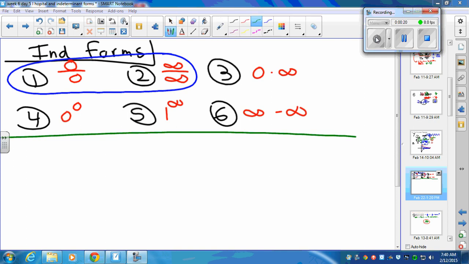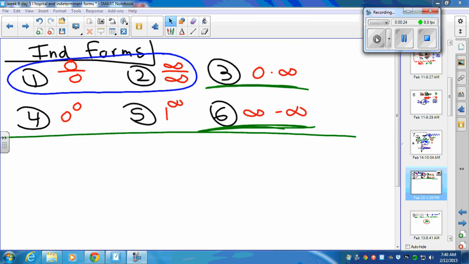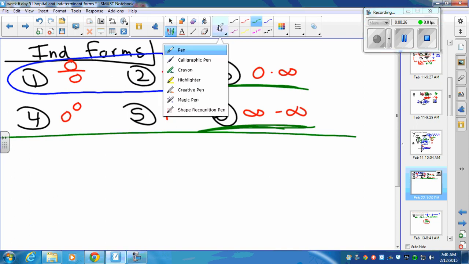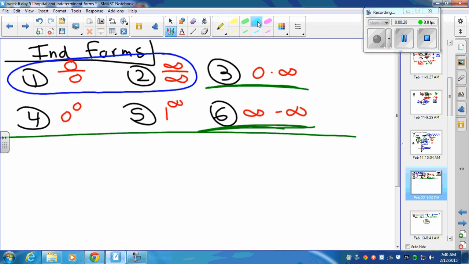Up front, 3 is going to be fine. 6 is going to be fine. The two that are going to give you not necessarily hiccups, just it might feel weird for a little bit, are these. Because remember, Hopital only works if you have a fraction. Well, on 3 and 6, you can make fractions pretty easily. On 4 and 5, the only way you can make fractions is if you log it to pull down that exponent. So we'll take a look at all 4 of these types in the next couple videos.